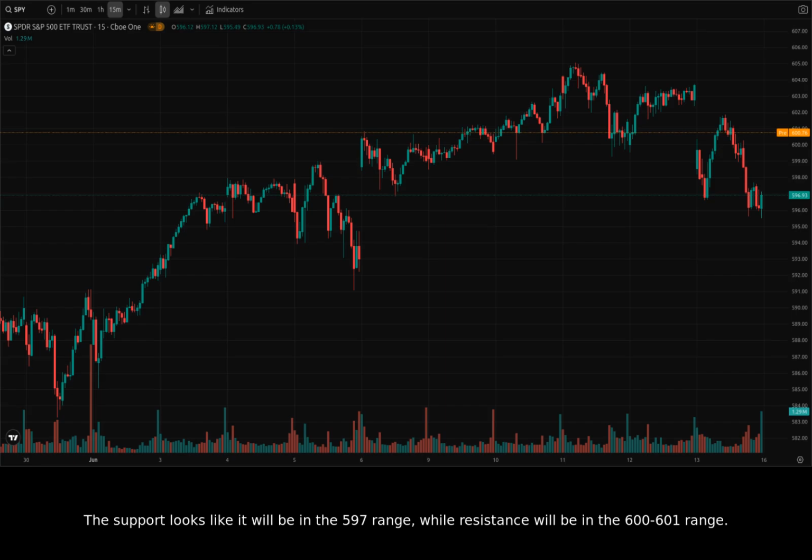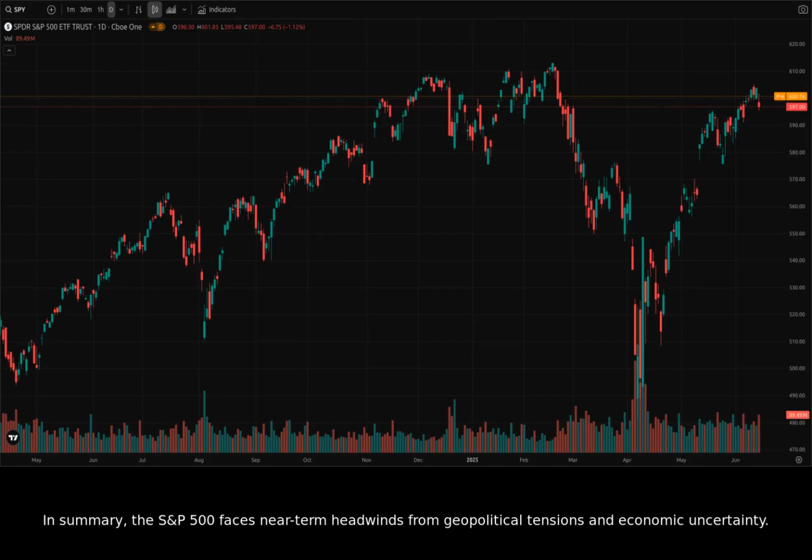The support looks like it will be in the 597 range, while resistance will be in the 600 to 601 range. A break below 597 could signal further downside, while a move above 601 may lead to a retest of higher levels. In summary, the S&P 500 faces near-term headwinds from geopolitical tensions and economic uncertainty.